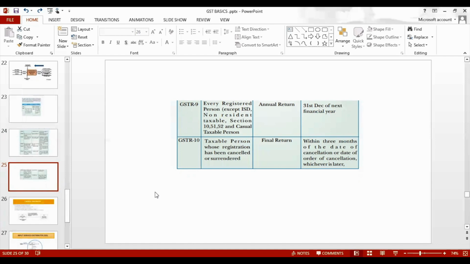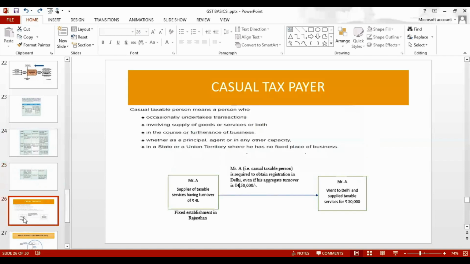GSTR 10. What does GSTR 10 mean? Final returns. So for any cancellations, any pendings, we can prepare final returns through GSTR 10. Next, casual taxpayer. I will explain the 5 types of taxpayer.